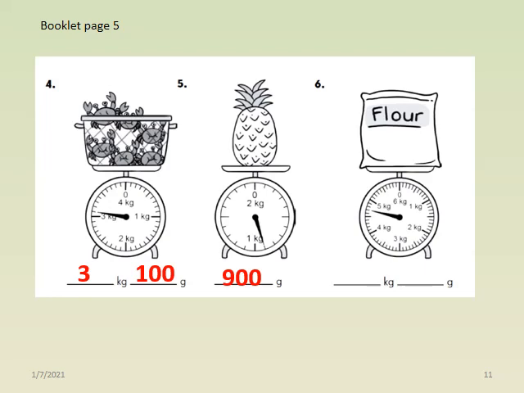Now we will move to the flour. We will find that the arm is between the 4 kilograms and the 5 kilograms, which means that it is 4 kilograms, and we will start counting the small arms. We'll find that there are 7. We learned that each one indicates 100 grams, so it's 700 grams.